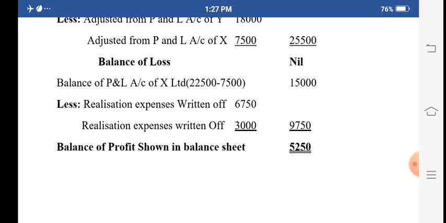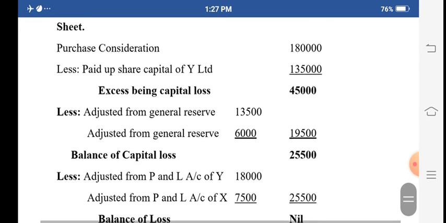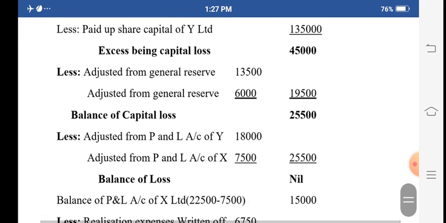From this 15,000 you have to subtract the realization expenses: 6,750 plus 3,000, a total of 9,750. Subtracting 9,750 from 15,000, the remaining amount is 5,250. This is the balance of profit shown in the balance sheet. Like this you have to calculate the note also. Note it down in your book and you will understand. Thank you.